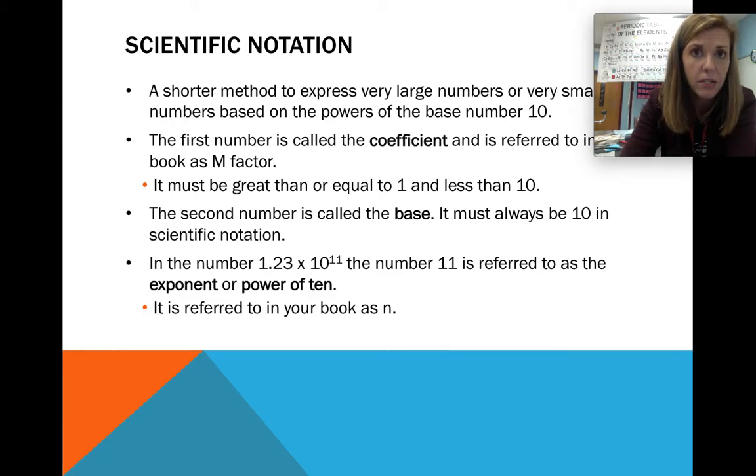The second number is known as our base number. It must always be a 10. You don't have scientific notation that's like 2 times 2 to the third. We're always in base 10 in scientific notation. The last number is the exponent, or the power of 10 number. It's the one that's up high, next to the number 10. And in your book, it's referred to as n.